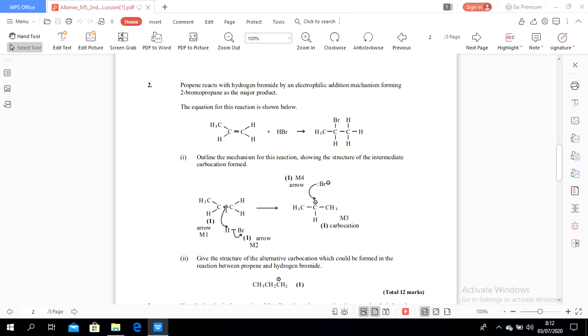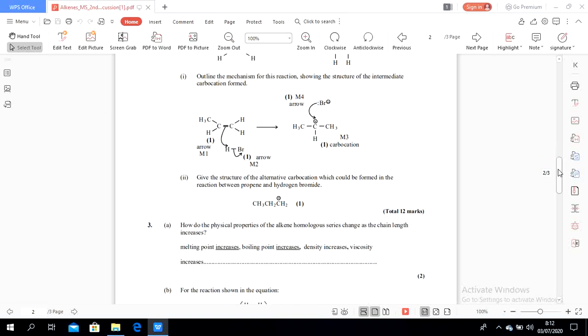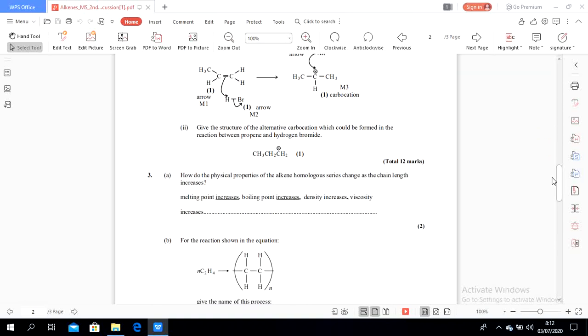The mechanism of the reaction, the intermediate mechanism, will be the same as I explained in 2-bromopentane, the same mechanism. And then this one gives the structure of the alternative carbocation, which is the minor. This one is becoming this one, the primary carbocation, not the secondary. The secondary is better.